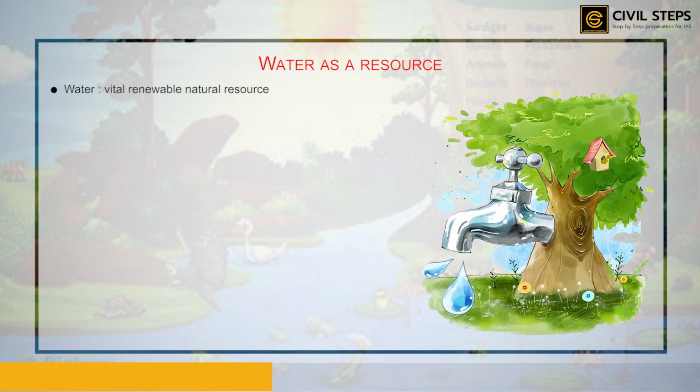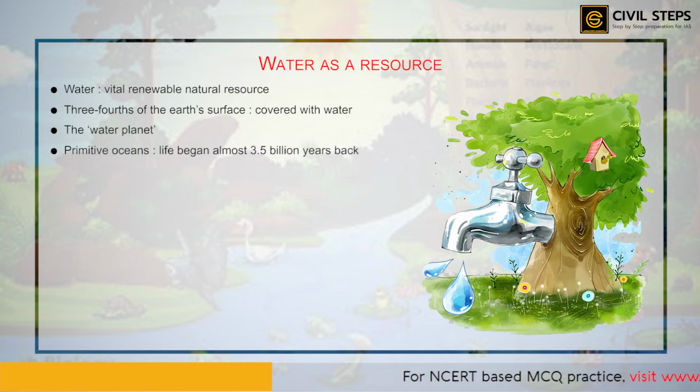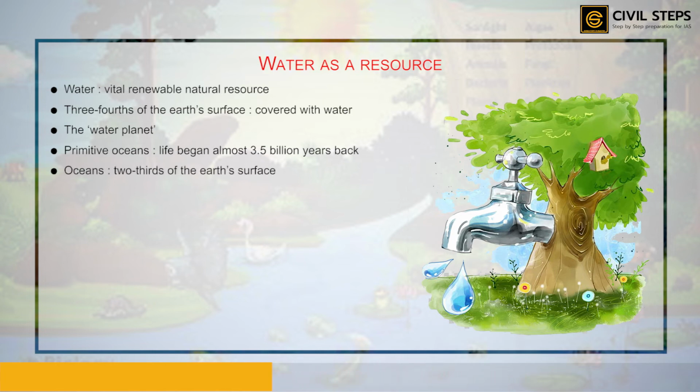Water, as we know, is a vital renewable natural resource. 3/4 of the Earth's surface is covered with water. It is therefore appropriately called the water planet. It was in the primitive oceans that life began almost 3.5 billion years back. Even today, the oceans cover 2/3 of the Earth's surface and support a rich variety of plant and animal life.